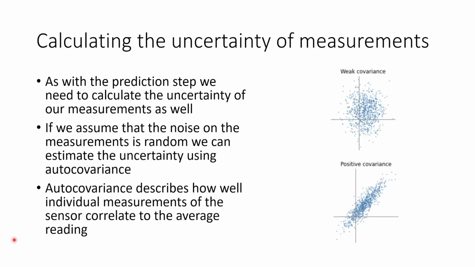Similar to the prediction, we also need to calculate the uncertainty in our measurements. And if we assume that any noise on the measurements is going to be random, we can estimate the uncertainty of the measurement using something called autocovariance. And what autocovariance describes is how well any individual measurement from the sensor correlates to what the average measurement of the sensor would be if you measured that system multiple times.